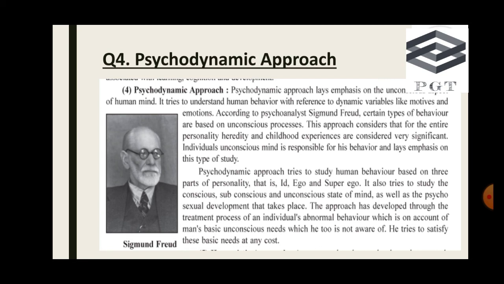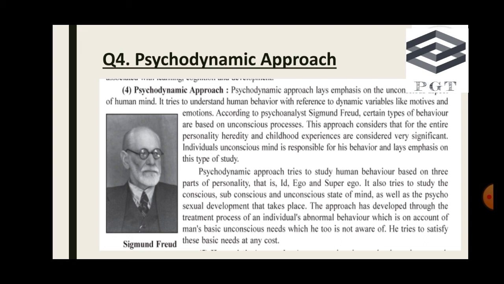This approach considered that for the entire personality, heredity and childhood experience are very significant. The individual's unconscious mind is responsible for his behavior, and the approach lays emphasis on this type of study. In the same way, the psychodynamic approach tries to study human behavior based on the three parts of personality, that is, id, ego, superego. It also studies the conscious, subconscious, and unconscious states of mind, as well as the psychosexual development that takes place.